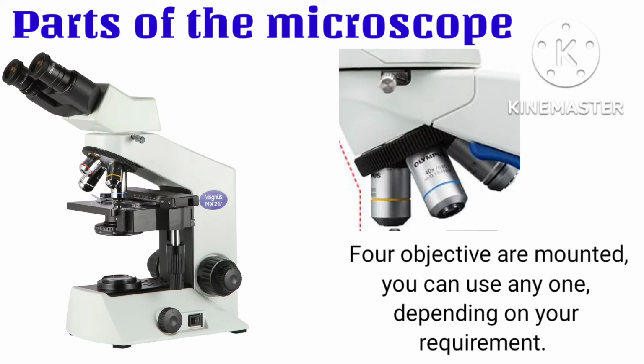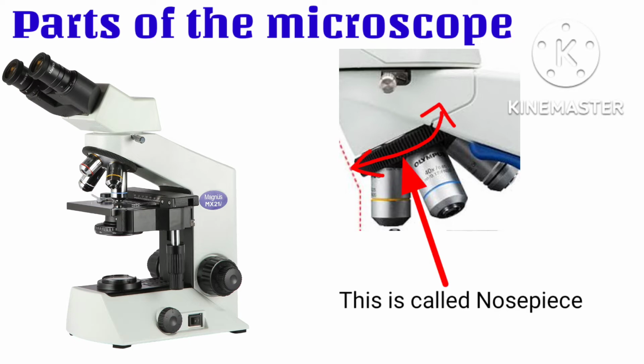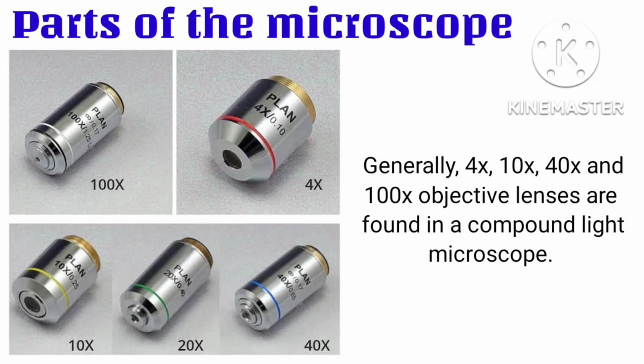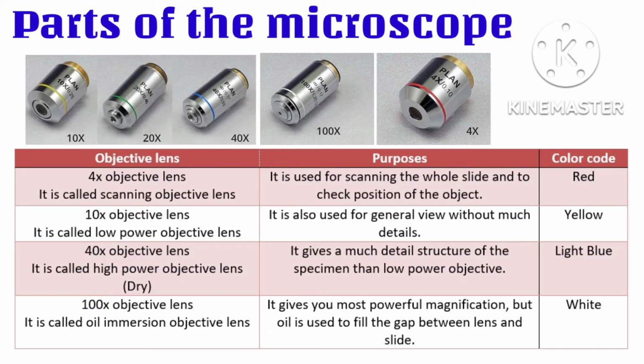You can interchange the objective lens depending on your requirements by rotating this nose piece. Generally, 4x, 10x, 40x and 100x objective lenses are commonly found in the compound microscope for routine use. 4x objective lens is called scanning because it is used for scanning the whole slide to check where the object is. 10x is called low power. It is also used for general view without much detail.